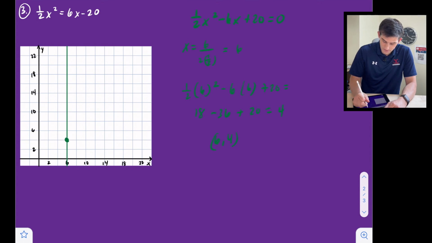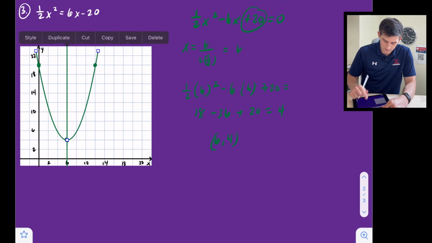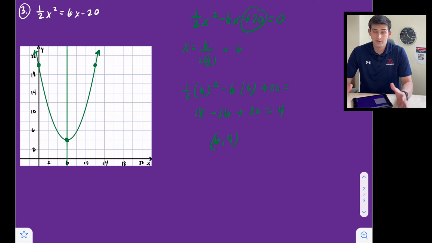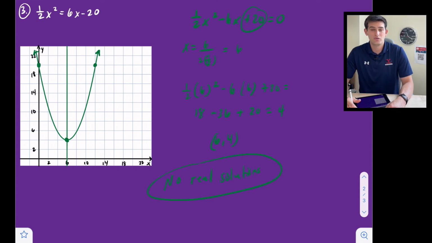Our y-intercept here is positive 20, so that would be right there. And that's 1, 2, 3, so we could reflect that over our axis of symmetry. And now look what happens. Our vertex is above the x-axis, and our parabola is opening up. So we are never going to cross the x-axis here, so we're going to say there are no real solutions. And that's how you could solve a quadratic equation by graphing.